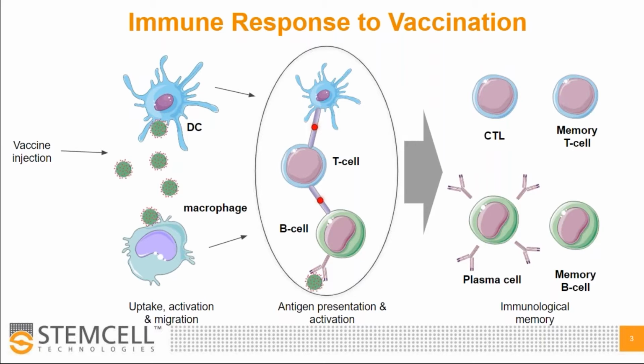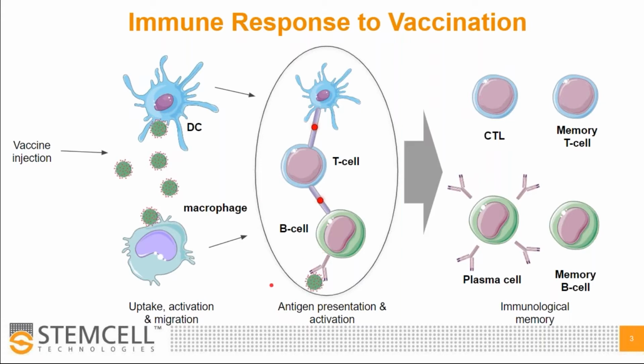The immune response to vaccination is in many ways very similar to the immune response to infection with a pathogen. When a vaccine gets injected, this usually happens either subcutaneously or intramuscularly. The vaccine components get taken up by cells of the innate immune system, such as dendritic cells and macrophages, which then get activated and migrate to the local lymph nodes, where the vaccine's components get processed into antigens and then get presented to T cells and B cells.